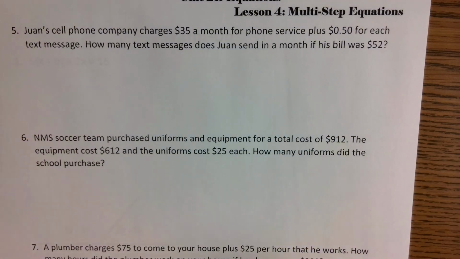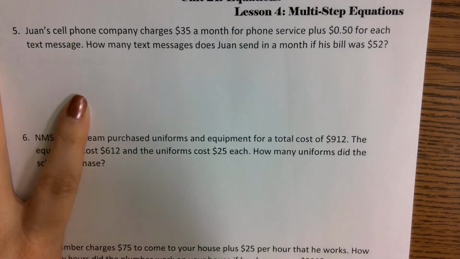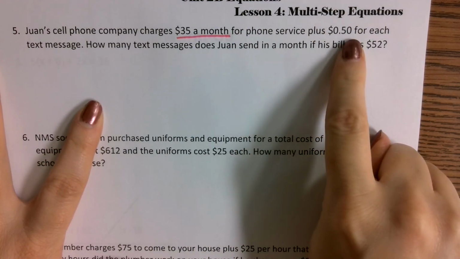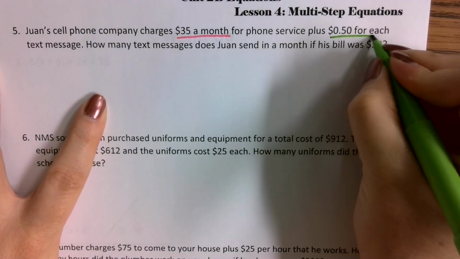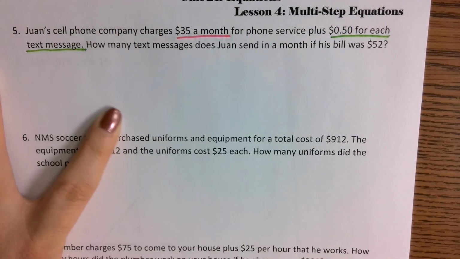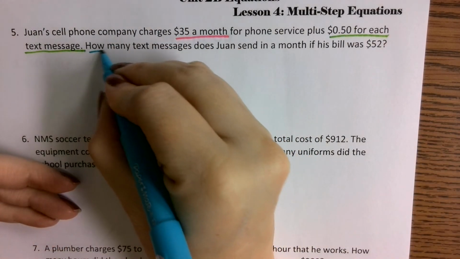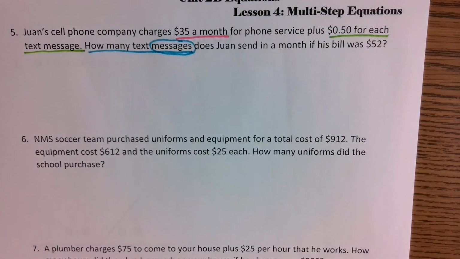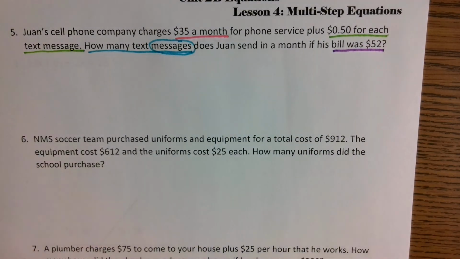So for here, it says Juan's cell phone company charges $35 a month. That's our one-time fee. Plus 50 cents for each text message. That's going to be our coefficient and variable. The variable is the amount of text messages. So I'm going to use the variable M to represent the messages. And he's going to have a total bill. His final bill is $52 for the end of that month.